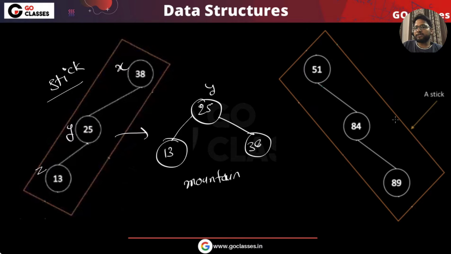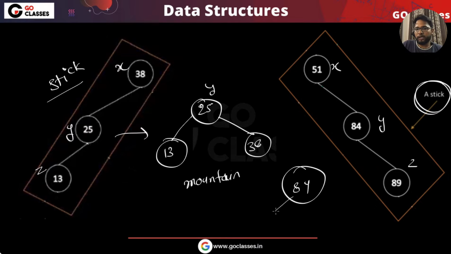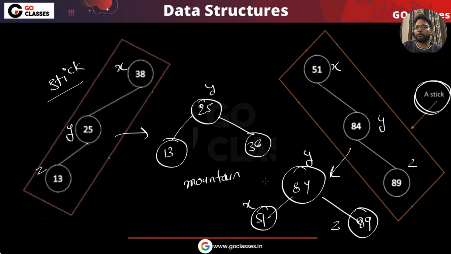Now can you convert this stick to a mountain? See, this is again a stick. Very easily. Let me just do x, y, z, and you know that y will come on the top, which is 84, then lesser than 84, which is 51, will come here, and greater than 84, which is 89, will come here, right? So this is y, this is x, this is z. If you want, you can annotate. If you do not want, you do not annotate. I will just say that for the sake of practice, annotate it, it won't take much time.